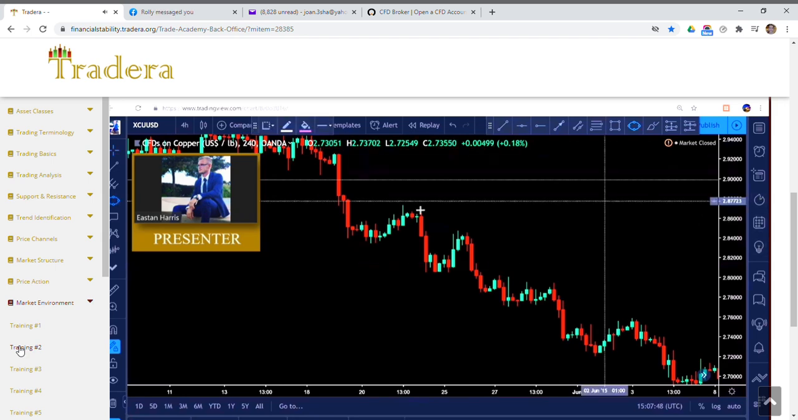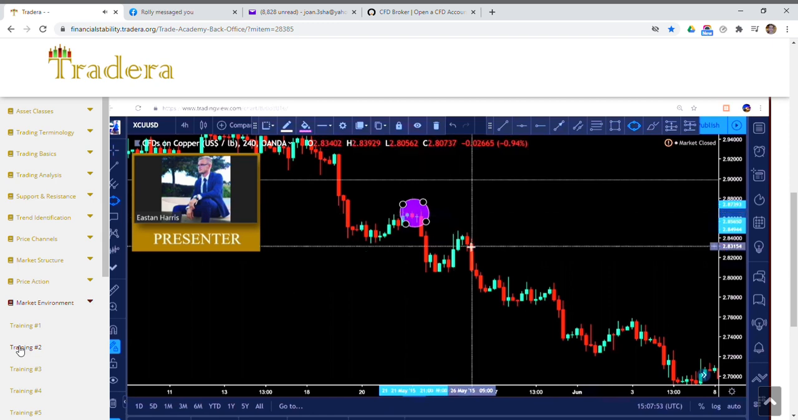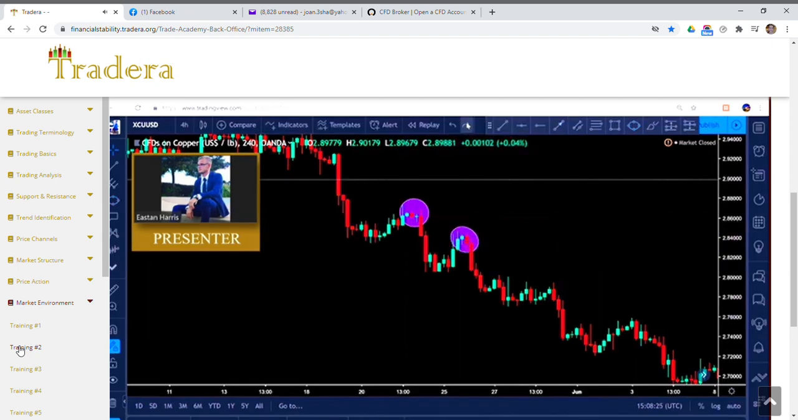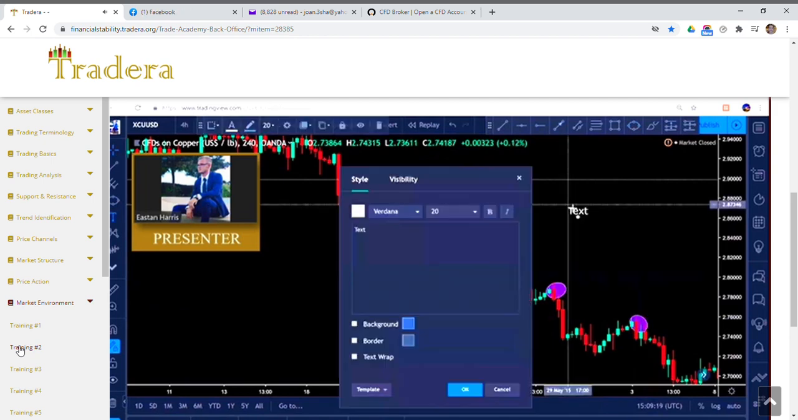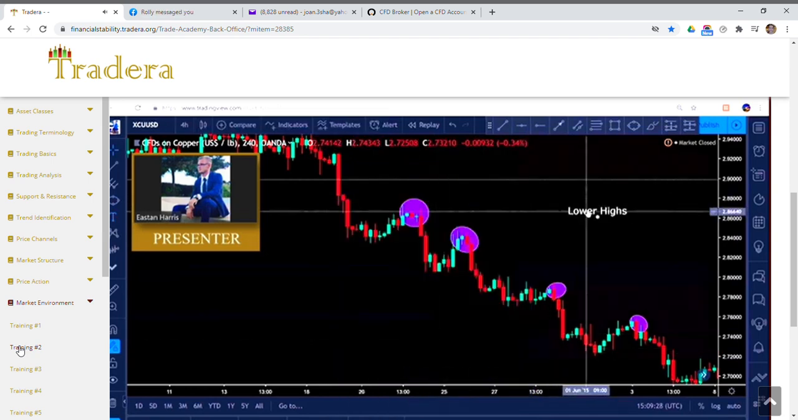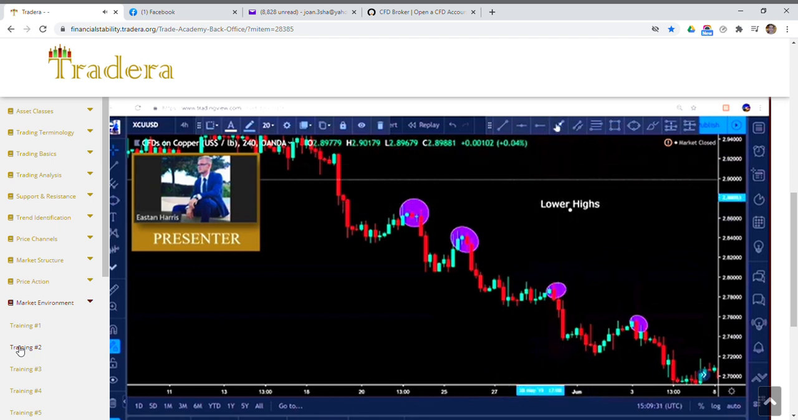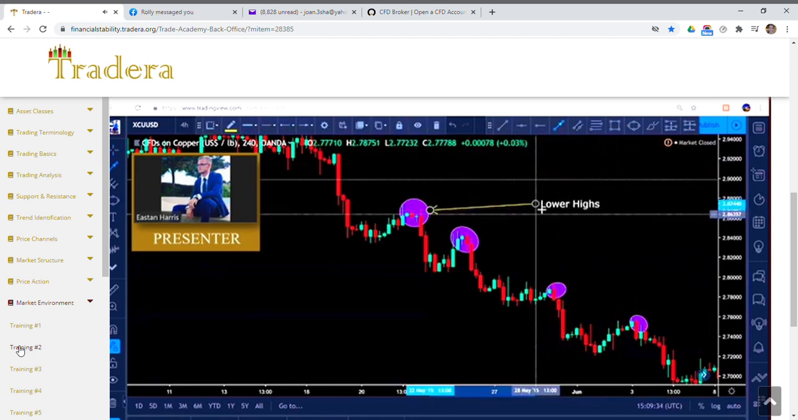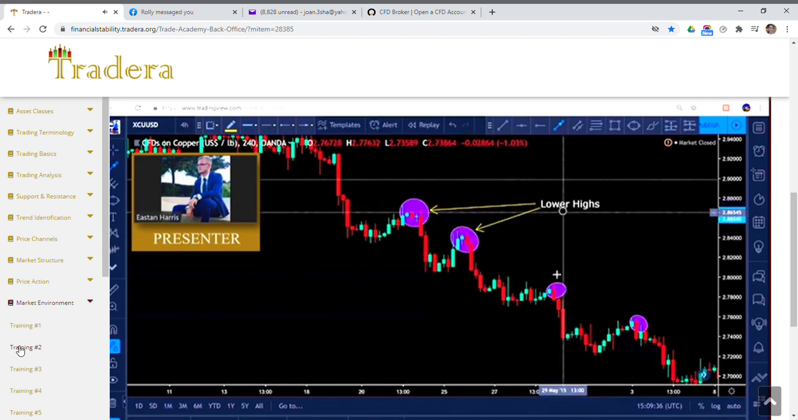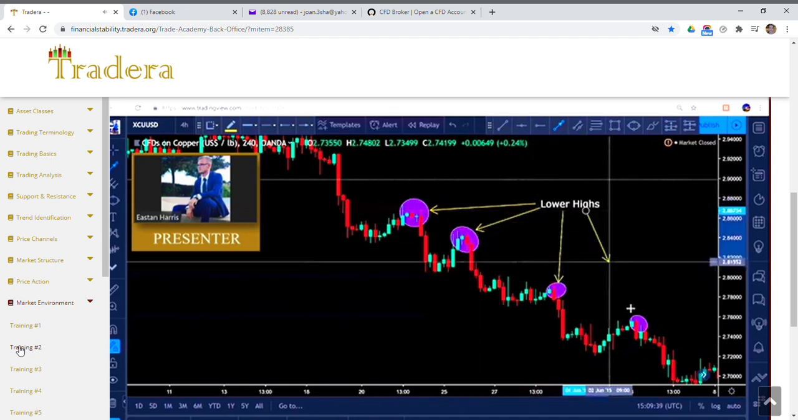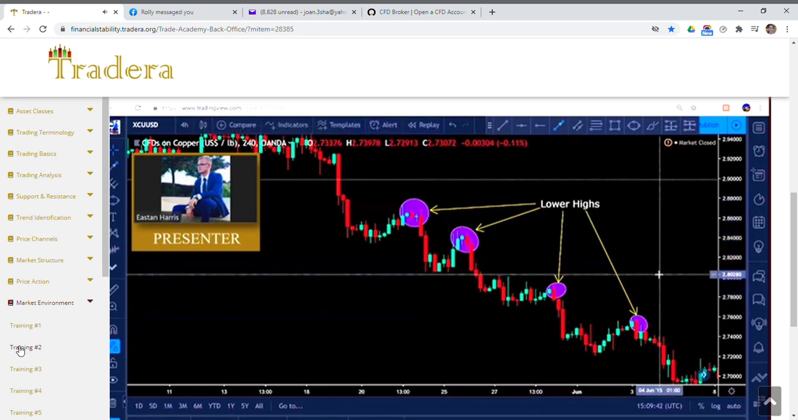So I'm noticing that we seem to be making lower highs. We have another lower high and another lower high, and price has also given us yet another lower high. Let me just label this really quick. So across the board, our peaks are all created as lower highs. All right, so we've got lower highs across the board.